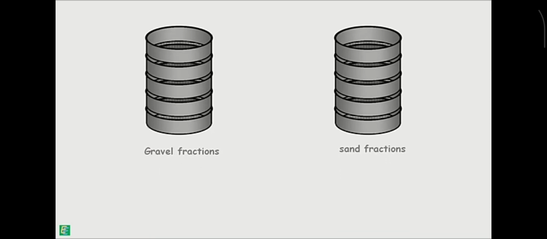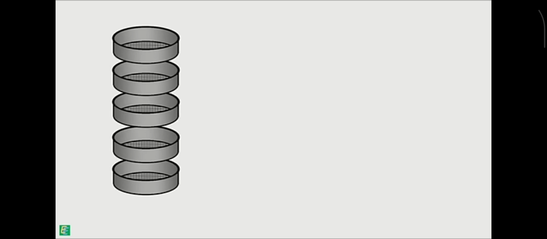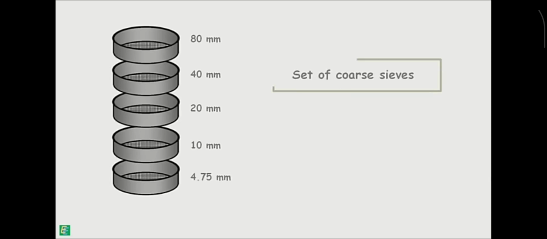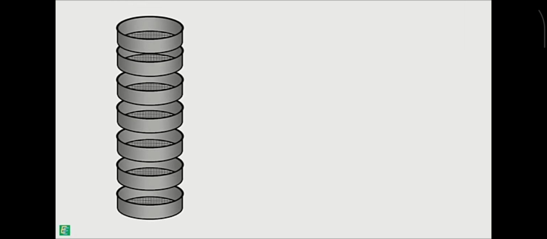So, for sieve analysis of our sample, we need two sets of sieves, one for gravel fractions and another for sand fractions. For gravel fractions, we require sieves of sizes 80 mm, 40 mm, 20 mm, 10 mm and 4.75 mm. This set is called set of coarse sieves, as it sieves coarser part of coarse soils. Second set of sieves for sand fractions consist of sieves of sizes 2 mm, 1 mm, 600 micron, 425 micron, 212 micron, 150 micron and 75 micron.